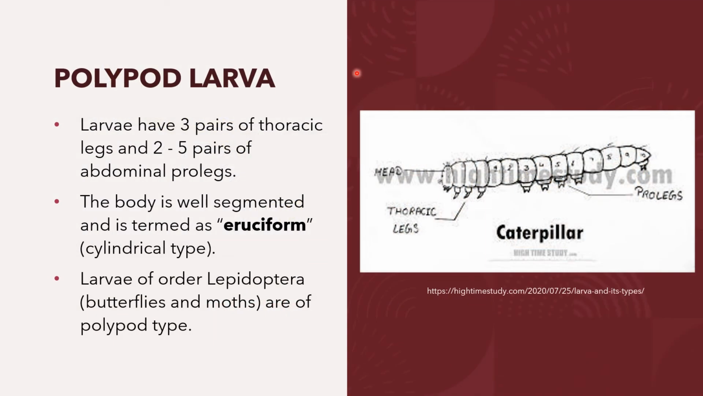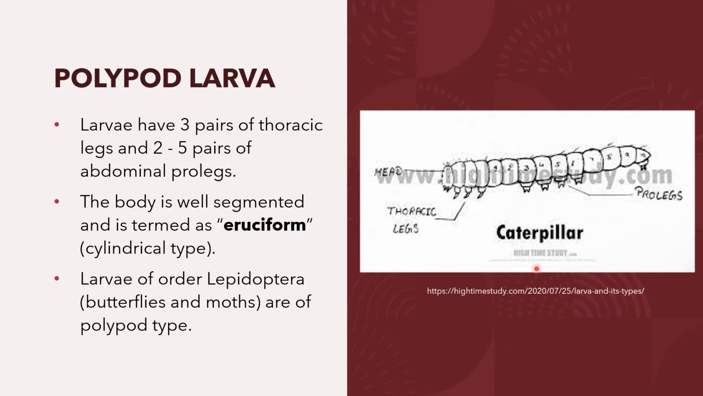For the polypod larva, in this type, the larvae have 3 pairs of thoracic legs and 2 to 5 pairs of abdominal prolegs. The body is well segmented and is termed as eruciform, meaning it is cylindrical. The larvae of the order Lepidoptera, which includes the butterflies and the moths, are of polypod type.